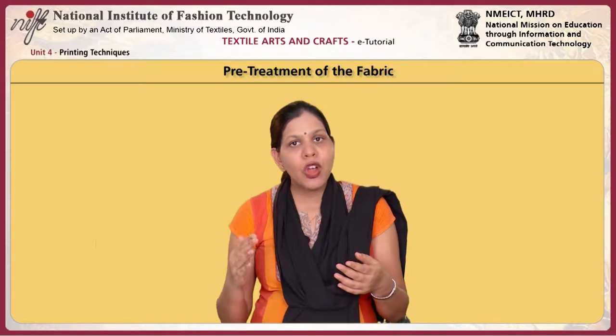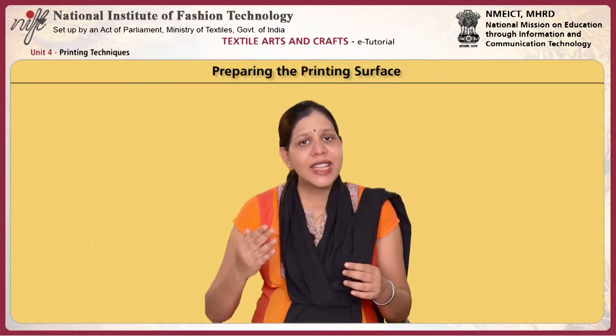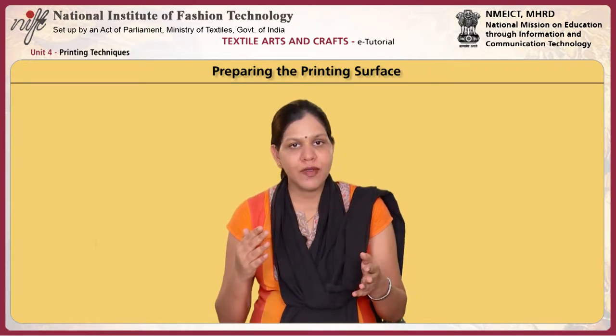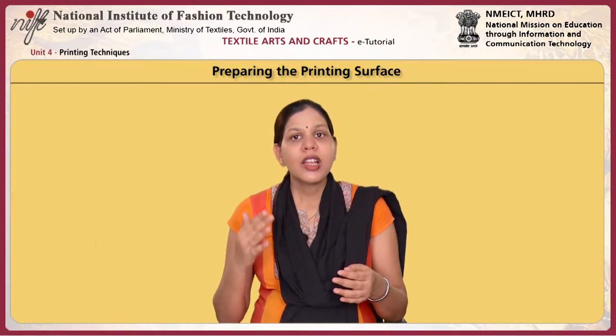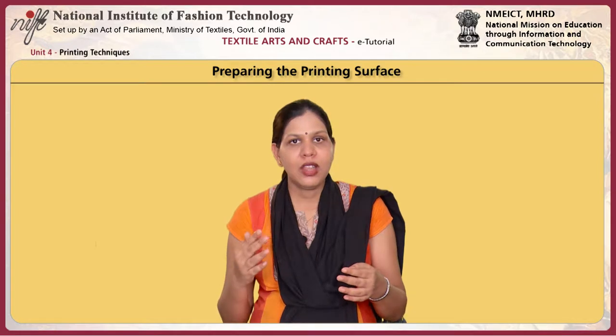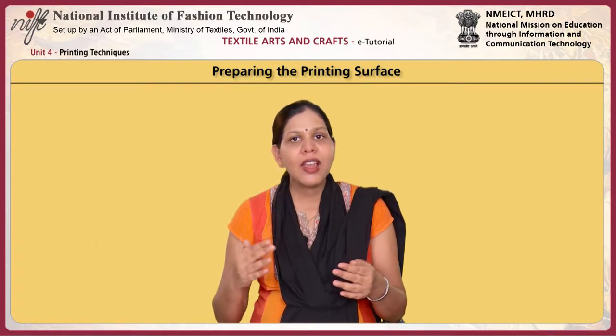Prior to the printing process, bleached fabric may be sourced readily from the market. One needs to ensure that no surface impurities or starch remain on the fabric, as starched fabric cannot absorb the dyes properly. Any existing starch on the fabric may be removed by thorough washing. The next step is to prepare the printing surface, that is the table, consisting of 3 layers: foundation, padding, and cover cloth.